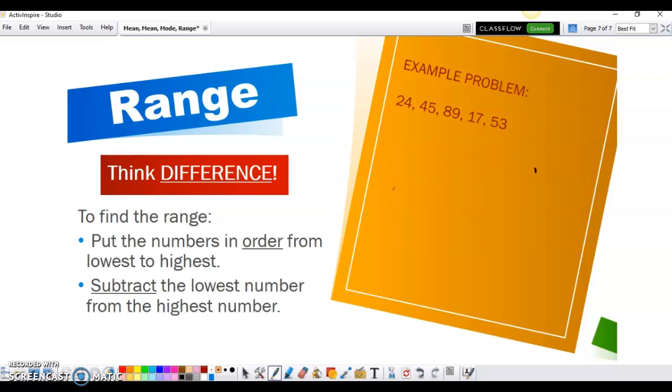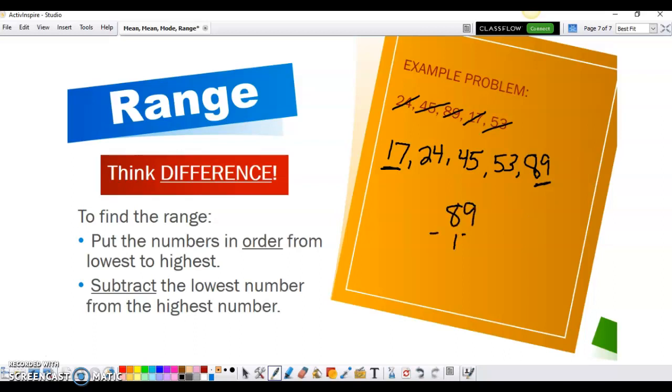Okay, so on this one, we've got 17, 24, 45, 53, and 89. Okay, so I've got them in order. So now you're going to look at your lowest one and your highest one, and you're going to subtract. So 89 minus 17 is going to give you 72. So our range for this data set equals 72.